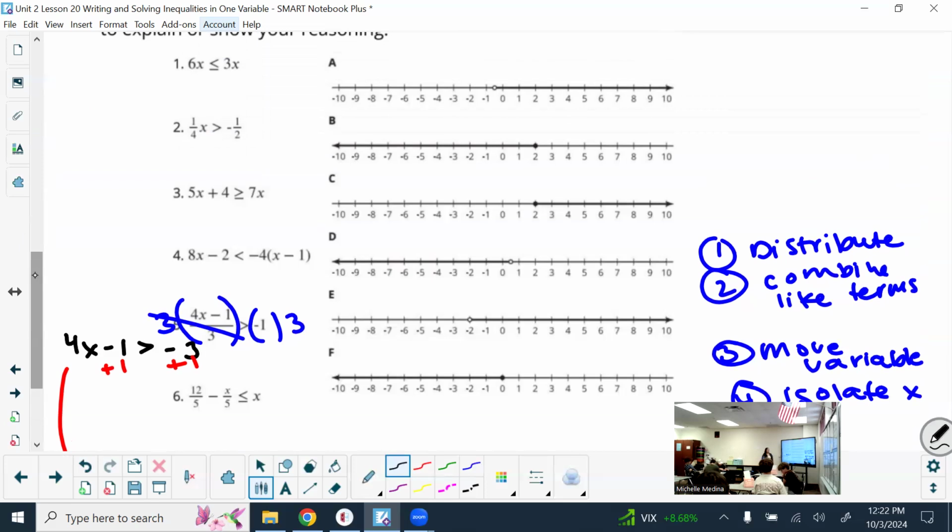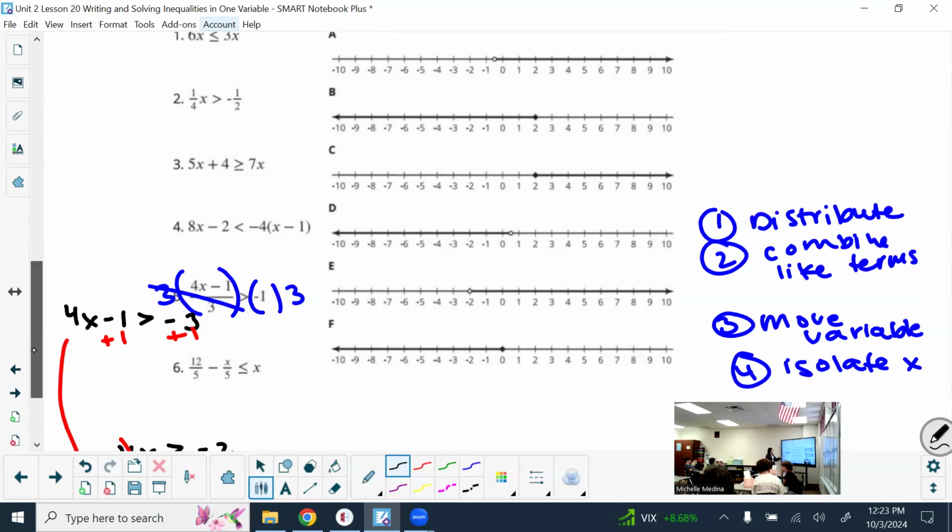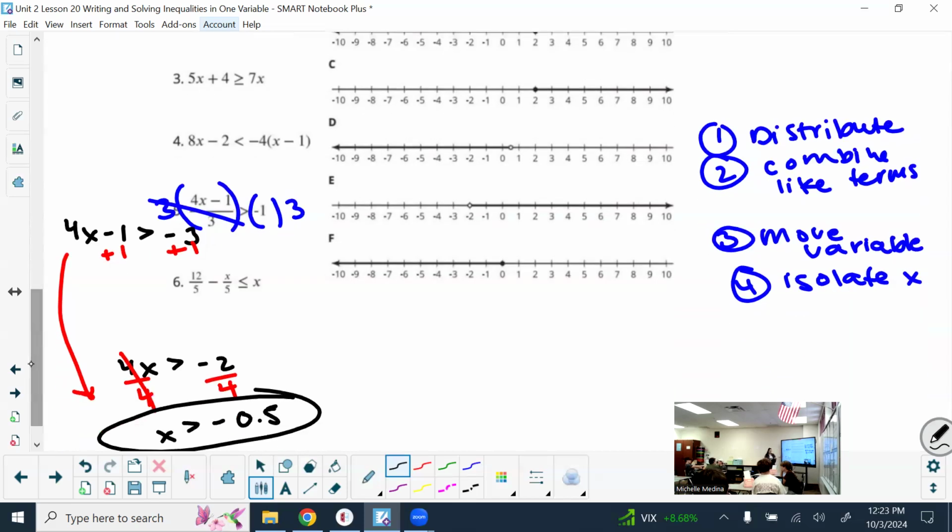Do we have multiple number lines where there's a circle on the negative 0.5? A is the only one that even has a circle on the negative 0.5. So that one must be it. But if there were two, then I have to look more closely at the open or closed circles and what way the arrow is going. But for that one, it's actually kind of easy because only one with a circle is A for that. Questions on that?